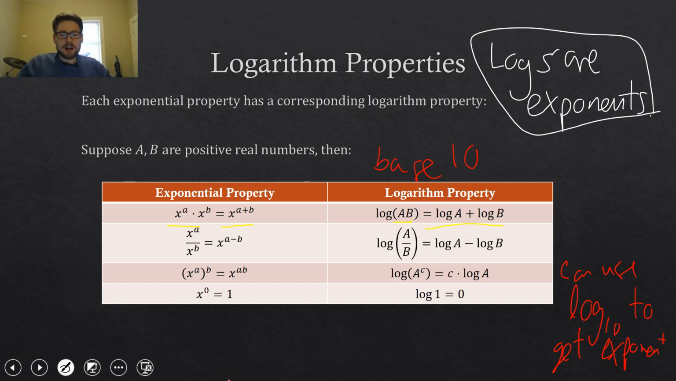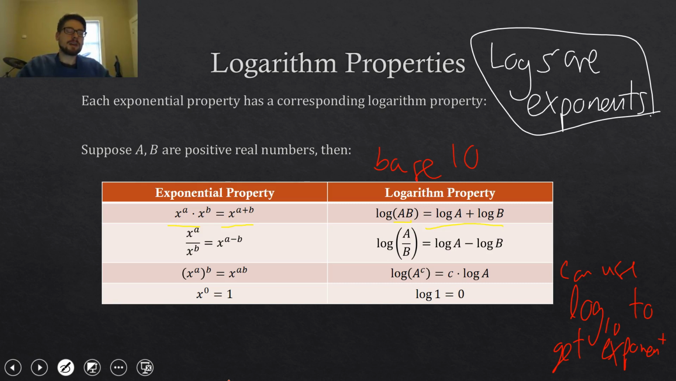And then the last logarithm property is that if you take the log of 1, you get 0. This is very similar to the zero exponent property. It's our log of 1 property. x to the 0 equals 1 is analogous to log of 1 equals 0, right? This is the exponent. And that's true for any base. Okay, so these are all of our logarithm properties.